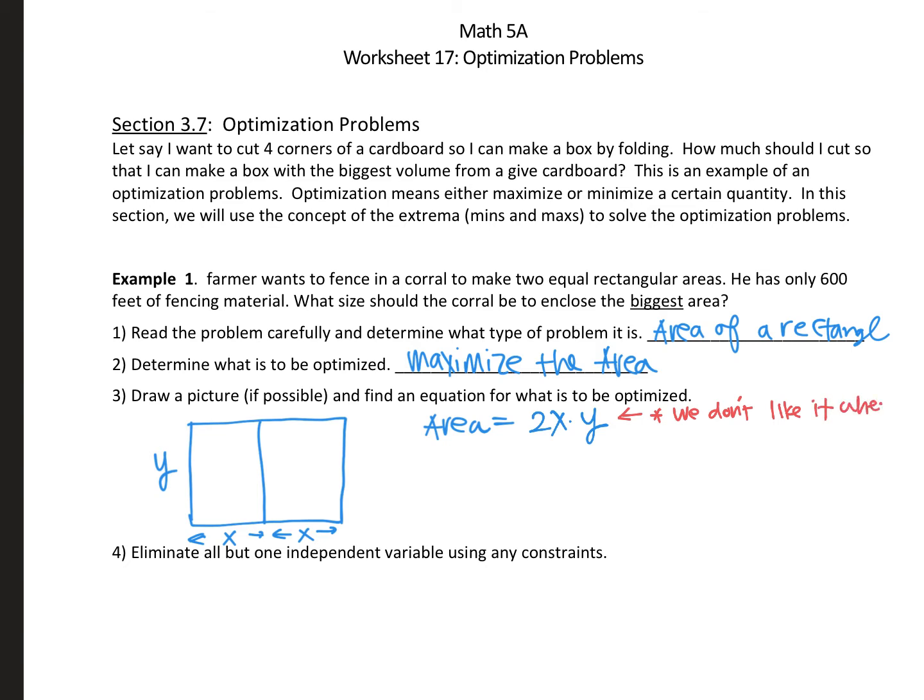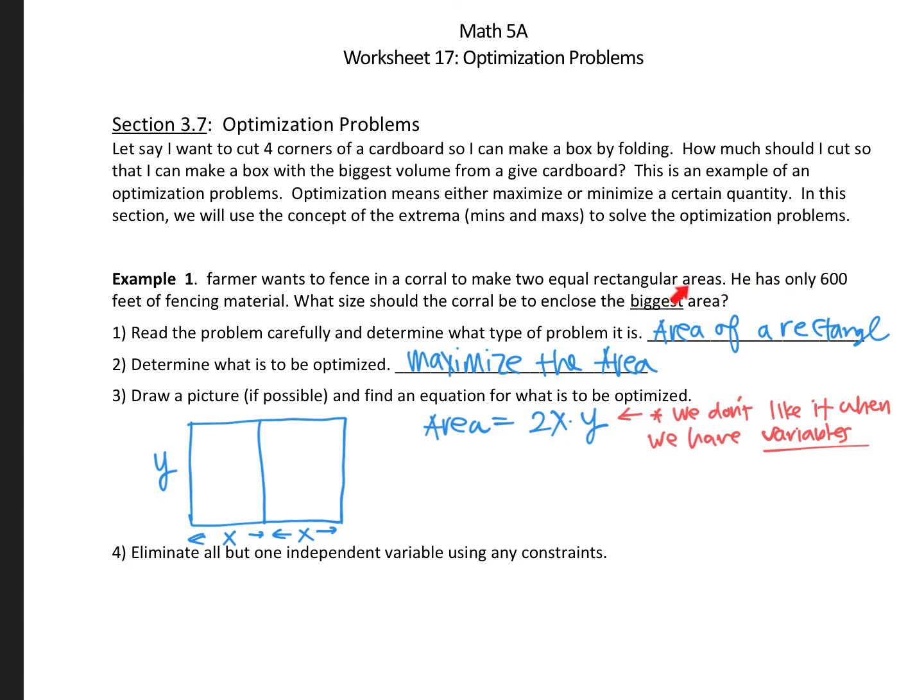We don't like it when we have two variables. We have an x variable and a y variable, because we're going to have to take the derivative and set it equal to 0 to find the critical number and then find the global max. With 2 variables, am I taking the derivative with respect to x or y? So I think it's easier to convert everything in terms of x or in terms of y. So we need the extra information.